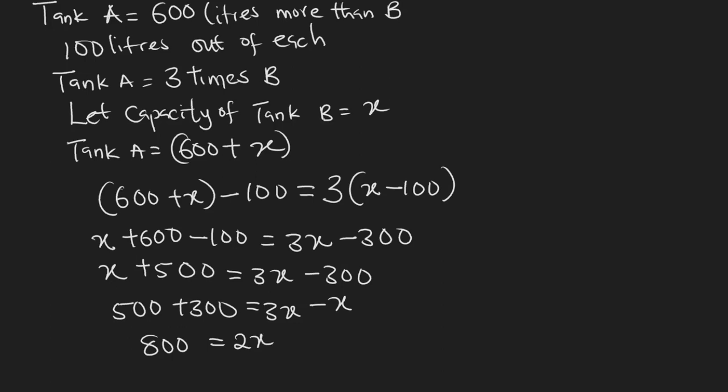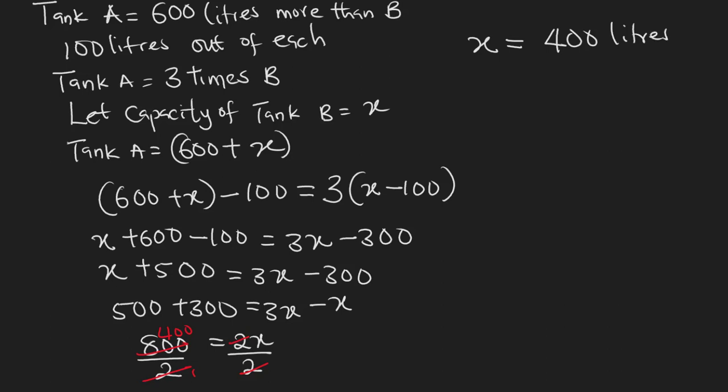So divide both sides by 2. If you divide both sides by 2, 2 will cancel 2. Then 2 here is 1, and 800 divided by 2 here is 400. Are we there? So that means our X, which is tank B, is equal to 400 liters.